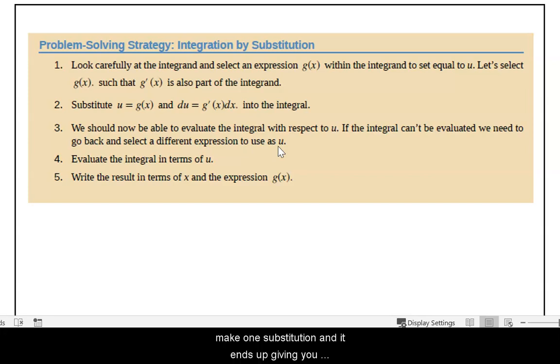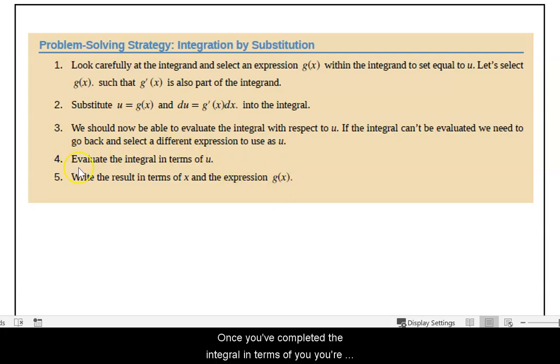In other words, you make one substitution and it ends up giving you something else where you need to do another u substitution. In that case, don't use u for the next time you do it. I wouldn't use v either because it looks too much like u. I recommend omega, which looks like a lowercase letter w.